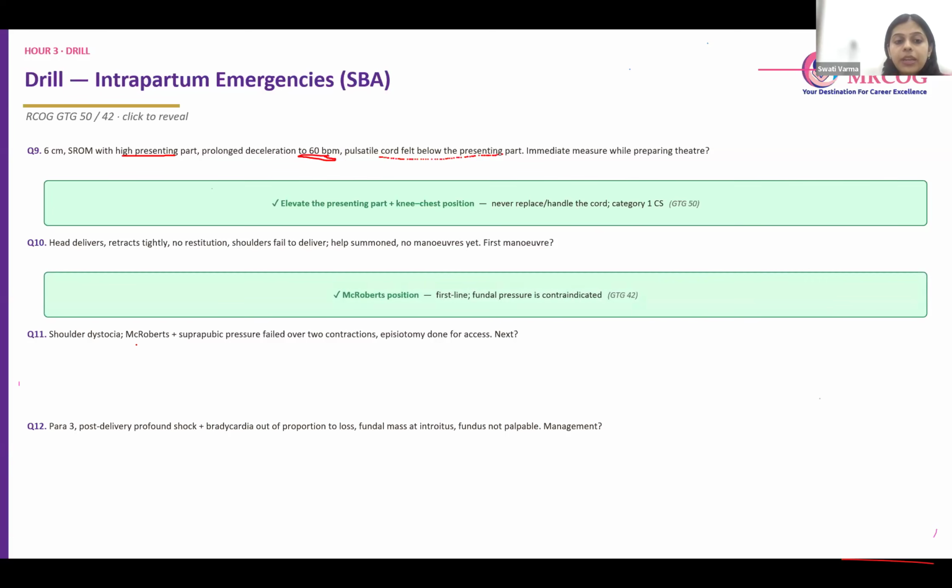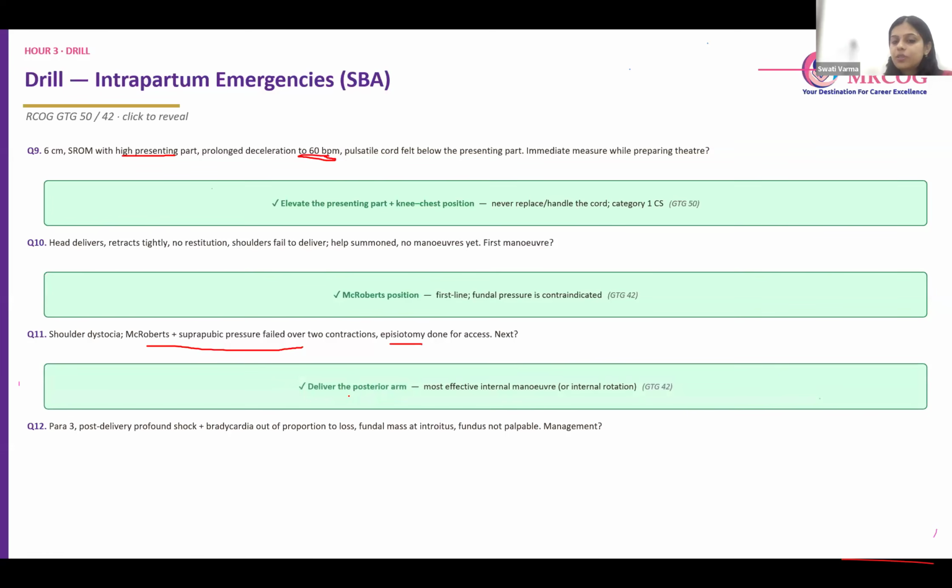Next, shoulder dystocia, McRoberts and suprapubic failed over 2 contractions. Now episiotomy has been done for access. Wherever these 2 have been done, next what is to be done if they ask? Then next is episiotomy. If episiotomy also has been done, then what next? Of course, we look either for internal rotation or delivery of posterior arm. If both are given, prefer this option, deliver the posterior arm. It is the most effective internal maneuver, or internal rotation maneuvers also you can choose.